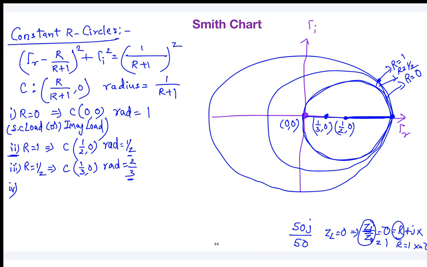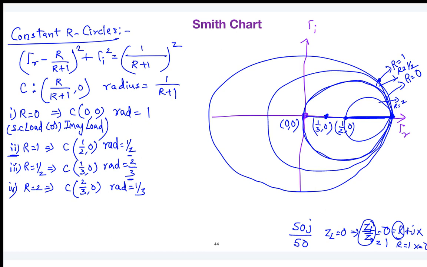Okay, next case, let us consider r is equal to 2. Your center is going to be located at 2 by 3 comma 0 and the radius is going to be 1 by 3. So 1 by 3 means 0.33, which will be very small, you can say. So this circle is located at r is equal to 2.